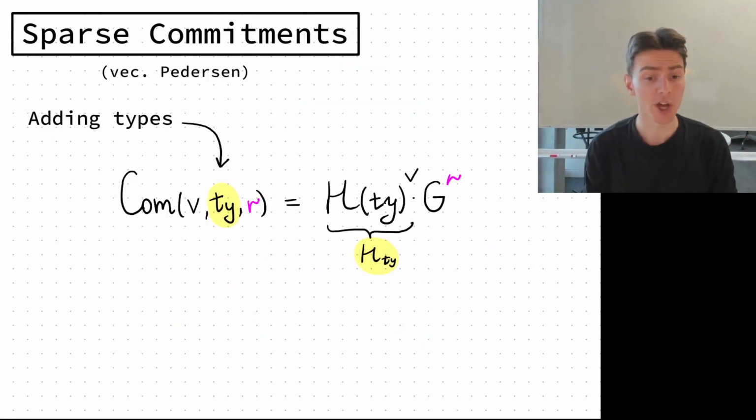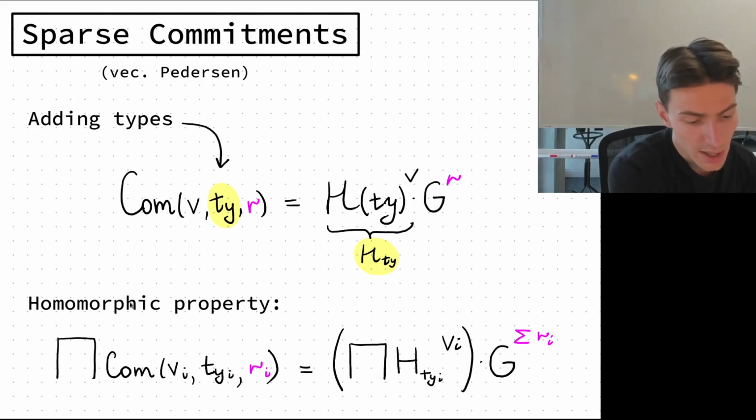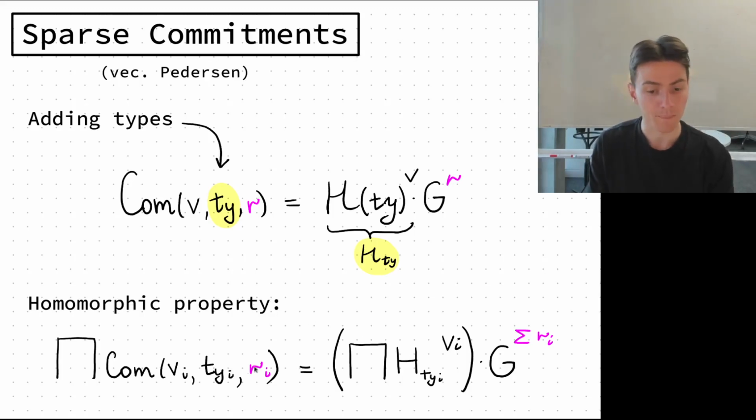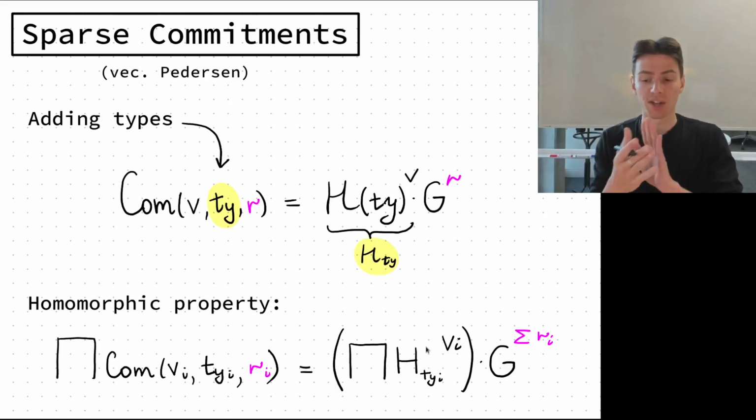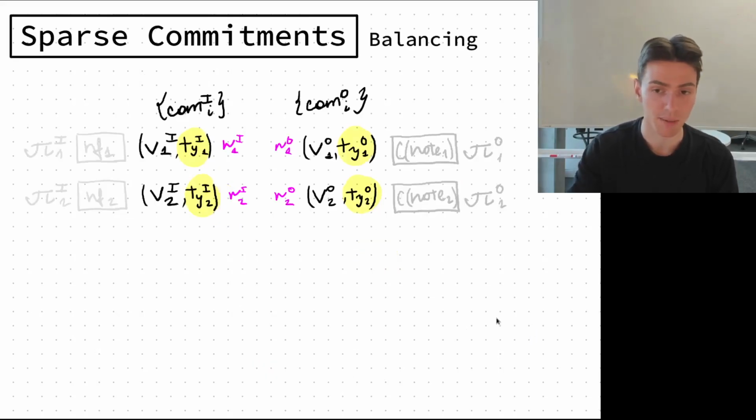So the first thing that we change is the value commitment scheme. We add types into it. Now the type is hashed first, and this hash of the type is the new base h of type. We use different bases for different types. This is how we arrive at this vector Pedersen commitment scheme with a very interesting homomorphic property, such that different types produce different bases, and so the values of different types are not summed together. But the joint randomness is still the same as in the standard Pedersen commitment scheme.